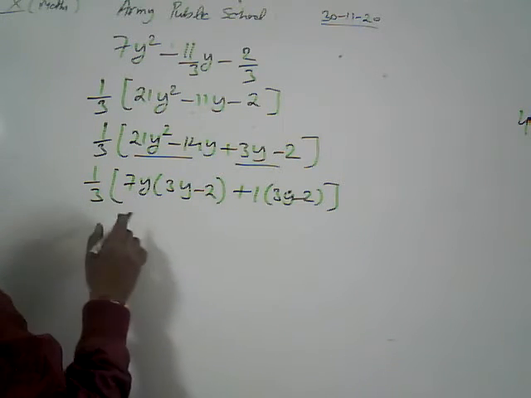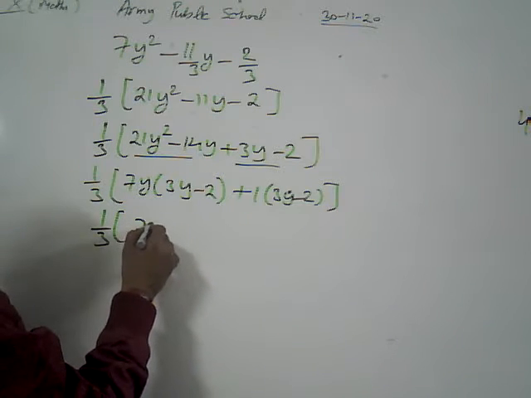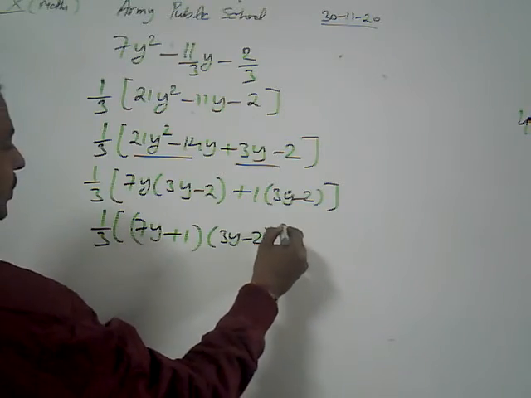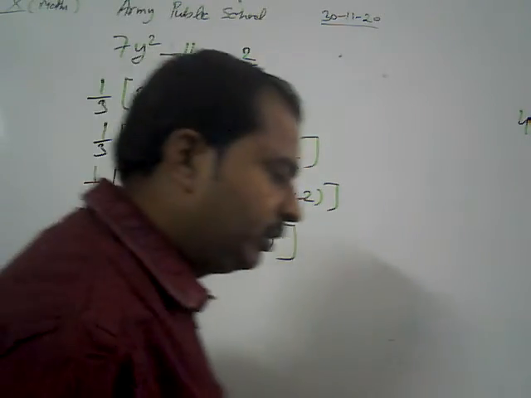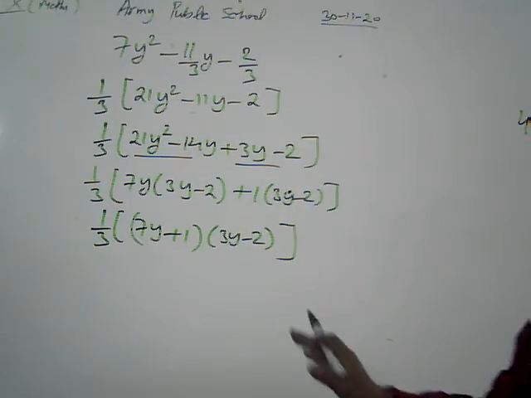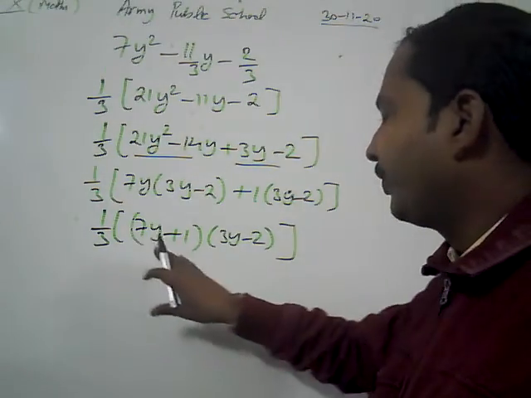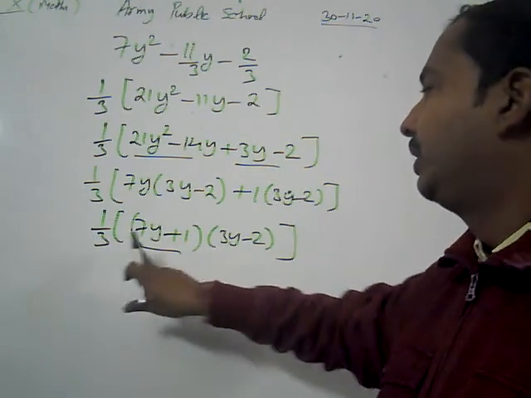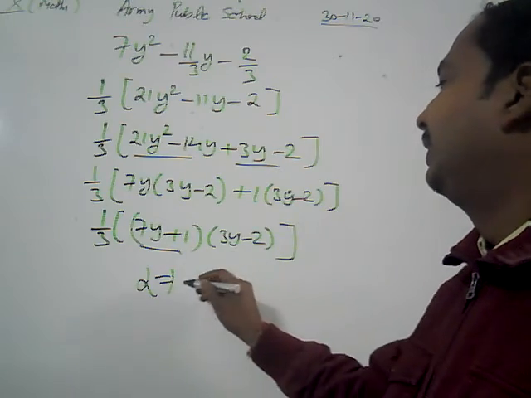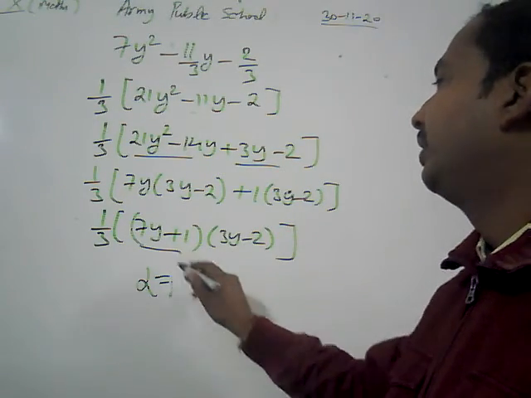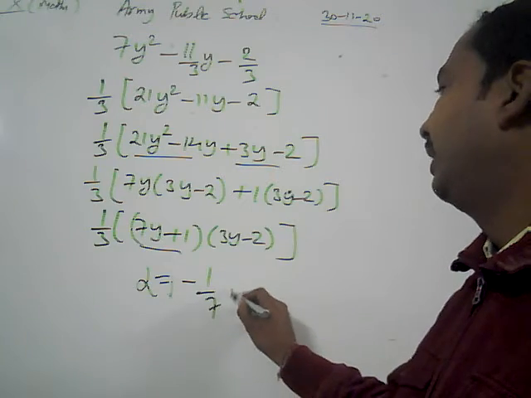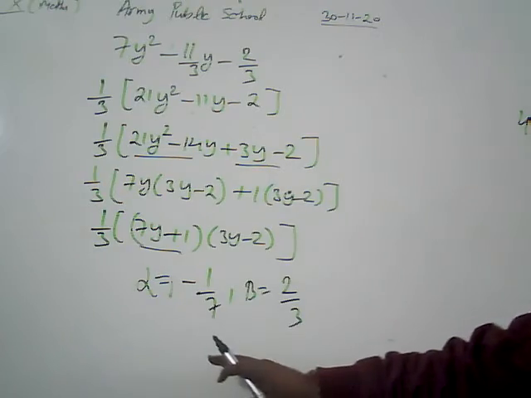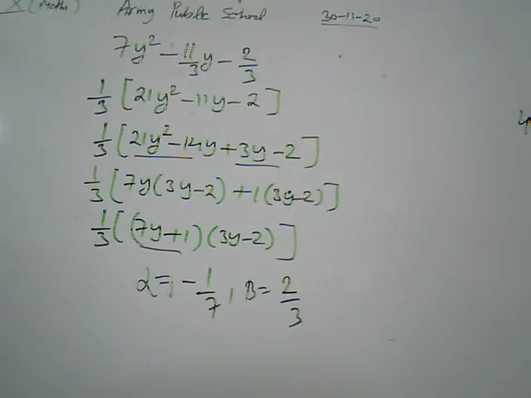Look, 1 by 3, and we have the pair 7y plus 1 and 3y minus 2. Okay beta. Now to get 0, what we have to do? To get 0, we have to compare both equal to 0. Then from here we get the first zero, alpha. Since 1 by 3 cannot be 0, we take the coefficient 7y plus 1. Then the value of alpha is minus 1 by 7, and the value of beta is 2 by 3. Now we get our two zeros alpha and beta as minus 1 by 7 and 2 by 3.